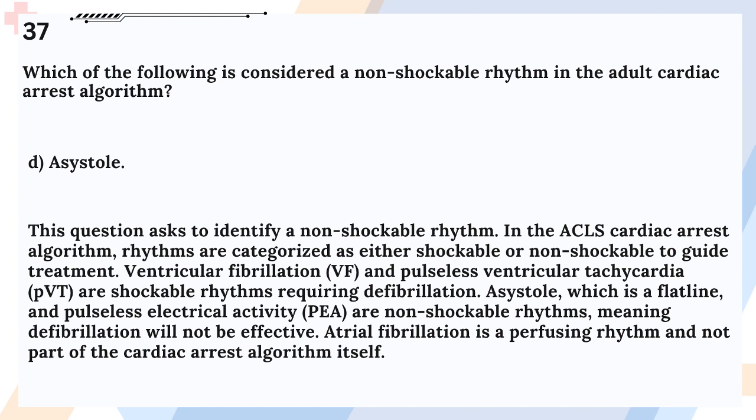Answer D. Asystole. This question asks to identify a non-shockable rhythm. In the ACLS cardiac arrest algorithm, rhythms are categorized as either shockable or non-shockable to guide treatment. Ventricular fibrillation, VF, and pulseless ventricular tachycardia, pVT, are shockable rhythms requiring defibrillation. Asystole, which is a flatline, and pulseless electrical activity, PEA, are non-shockable rhythms, meaning defibrillation will not be effective. Atrial fibrillation is a perfusing rhythm and not part of the cardiac arrest algorithm itself.